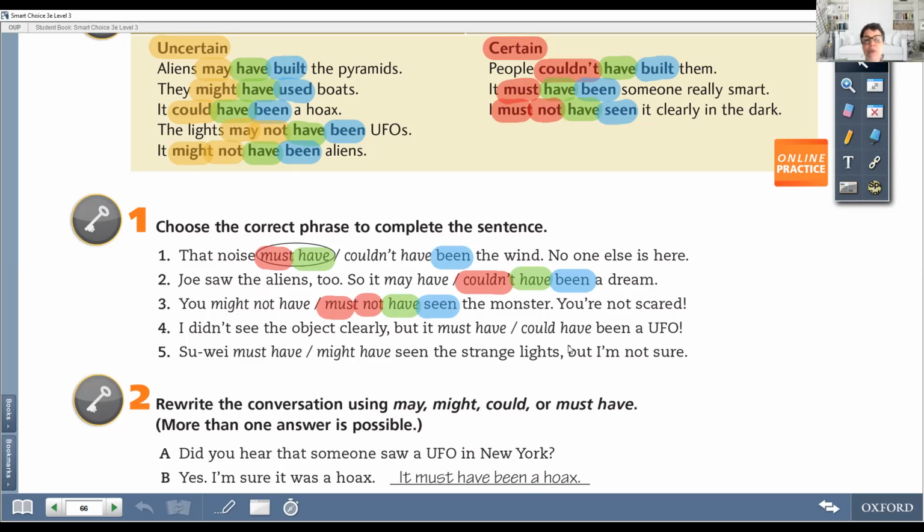So here, what do you believe? What do you think? If I didn't see the object clearly, am I absolutely sure? Yes or no? What do you think? Yes, excellent. I'm not sure because I didn't see the object clearly. So there is a doubt there, right? I'm not so certain about it. So should I use must have or could have?